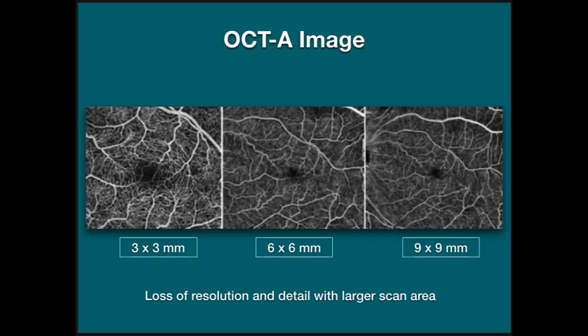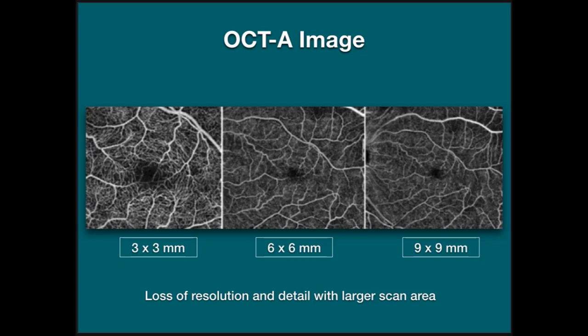So here's a typical image that we see from OCT angiography. On the left, we have a 3x3mm scan, in the middle a 6x6mm scan, and on the right a 9x9mm scan. Most of these images have been performed with the Nidec RS3000 OCT, which is the unit that I have. I'll show some other images from some of the other units that are available or in development, but predominantly the ones will come from the Nidec image.